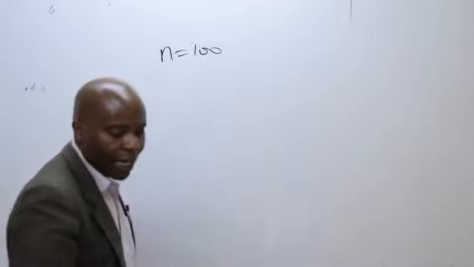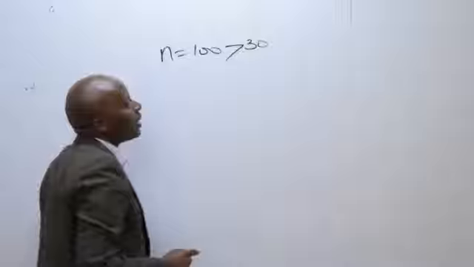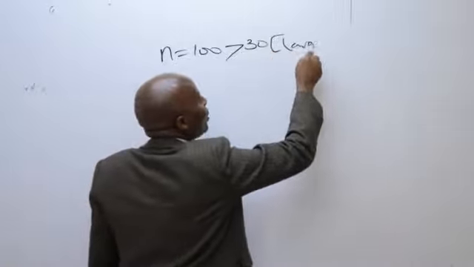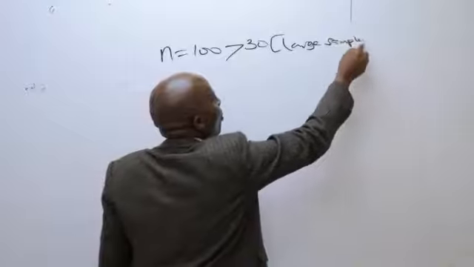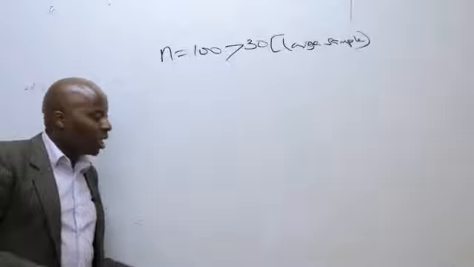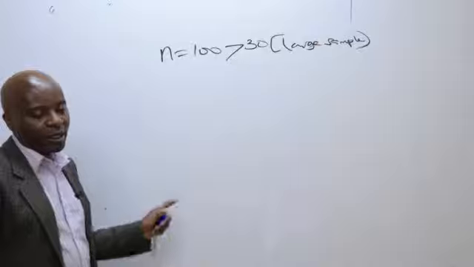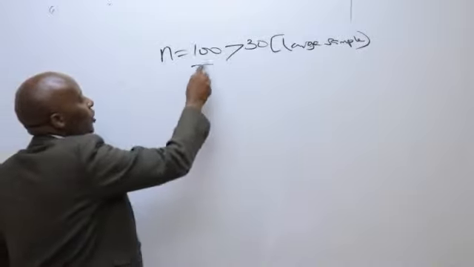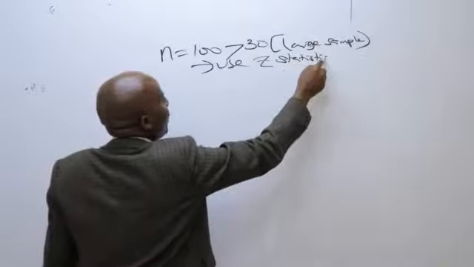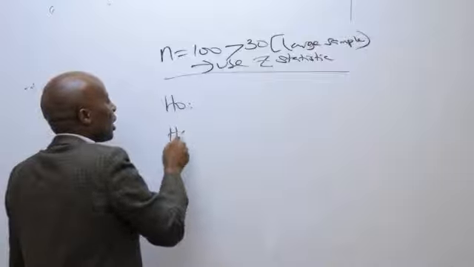If n is 100, we know our benchmark is 30. So it means that this is more than 30. So again, we are dealing with a large sample. And if that is the case, large sample, I know that calls for a Z statistic. So here, use the Z statistic and leave it at there, and then come and say H0, come and say H1.